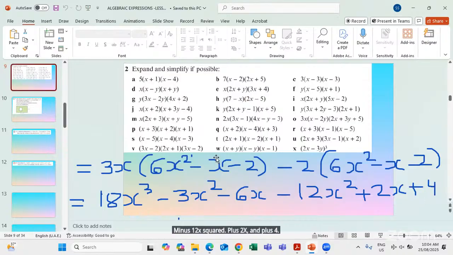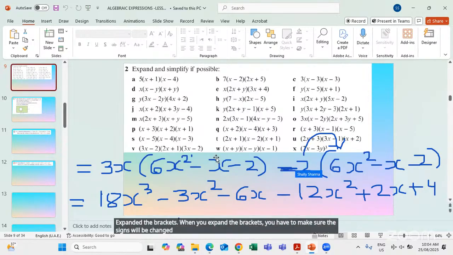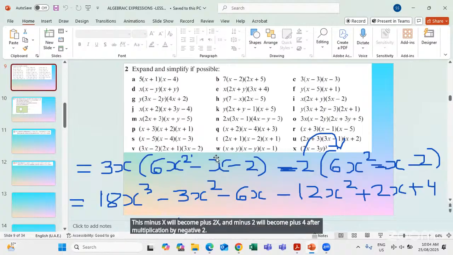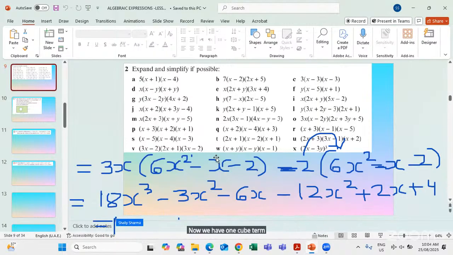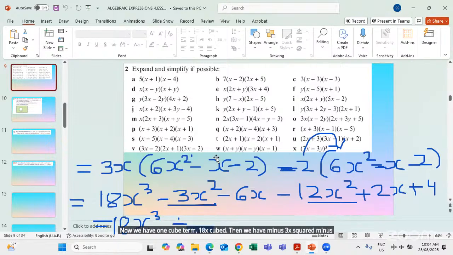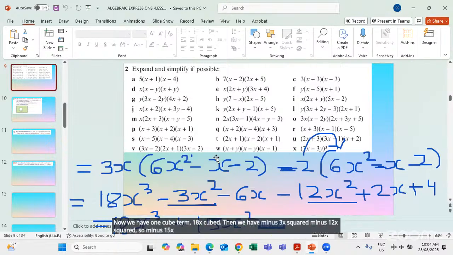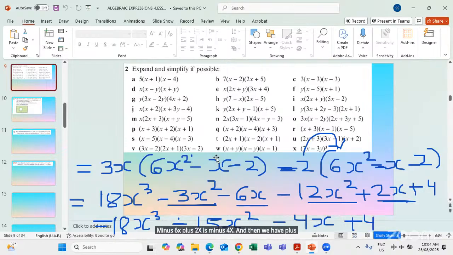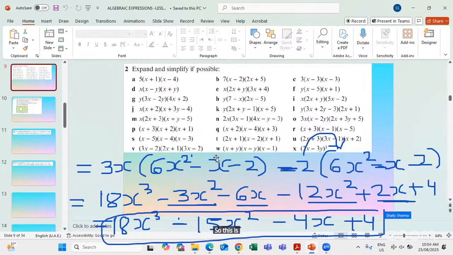When you expand the brackets, you have to make sure the signs are changed because of this negative. So it is minus 12x squared. This minus x will become plus 2x, and minus 2 will become plus 4 after multiplication by negative 2. Now we have one cube term, 18x cubed. Then we have minus 3x squared minus 12x squared, so minus 15x squared. Minus 6x plus 2x is minus 4x, and then we have plus 4. So this is the way you can expand the brackets.